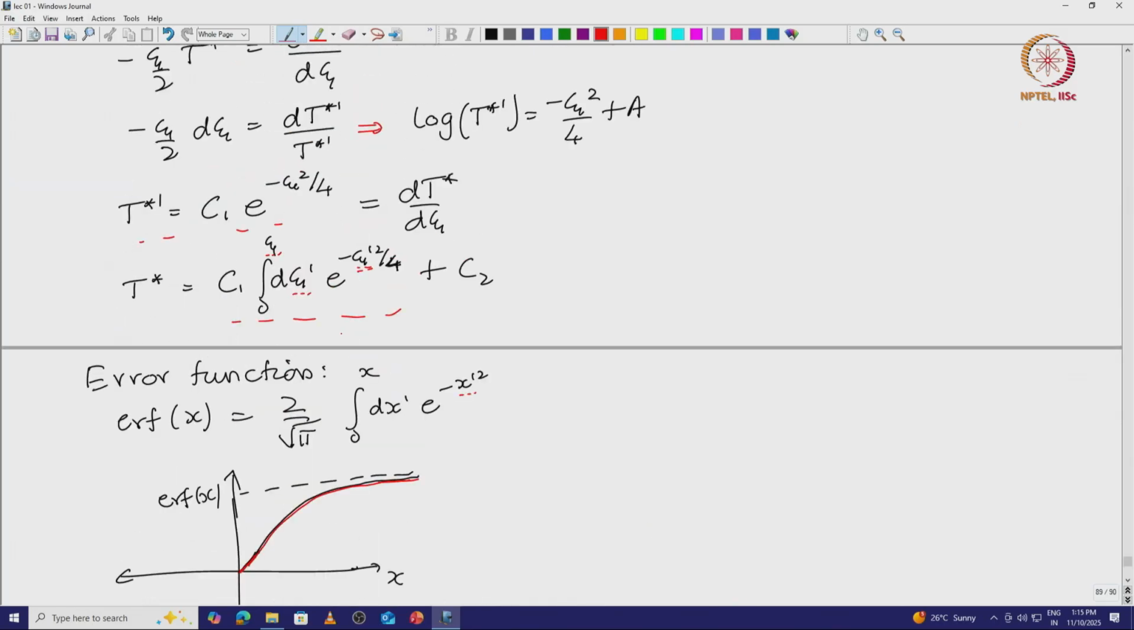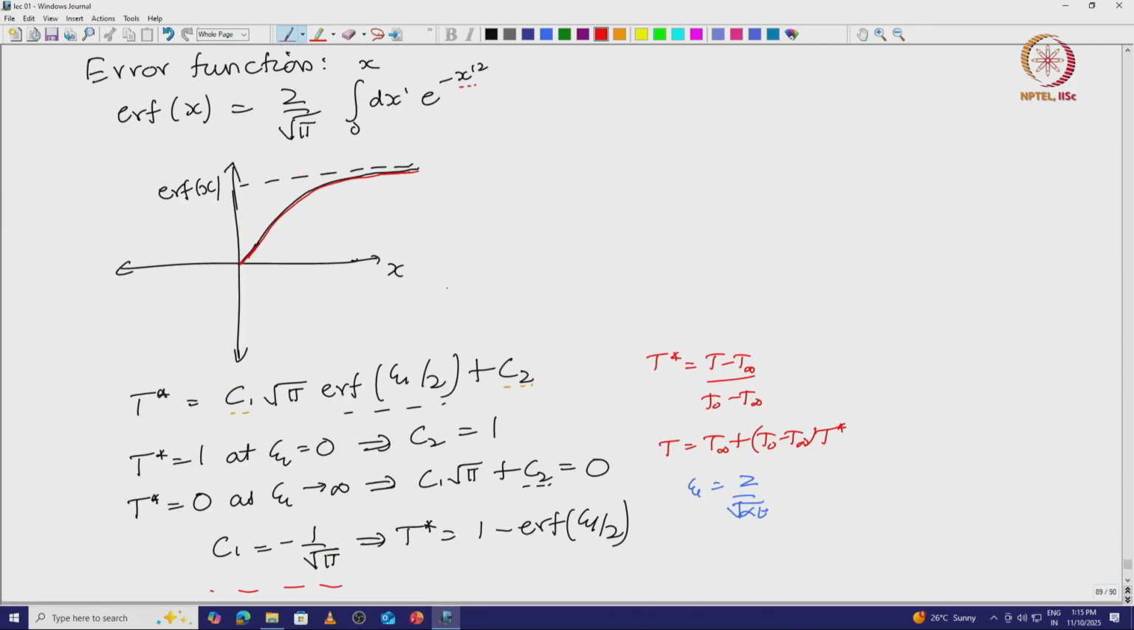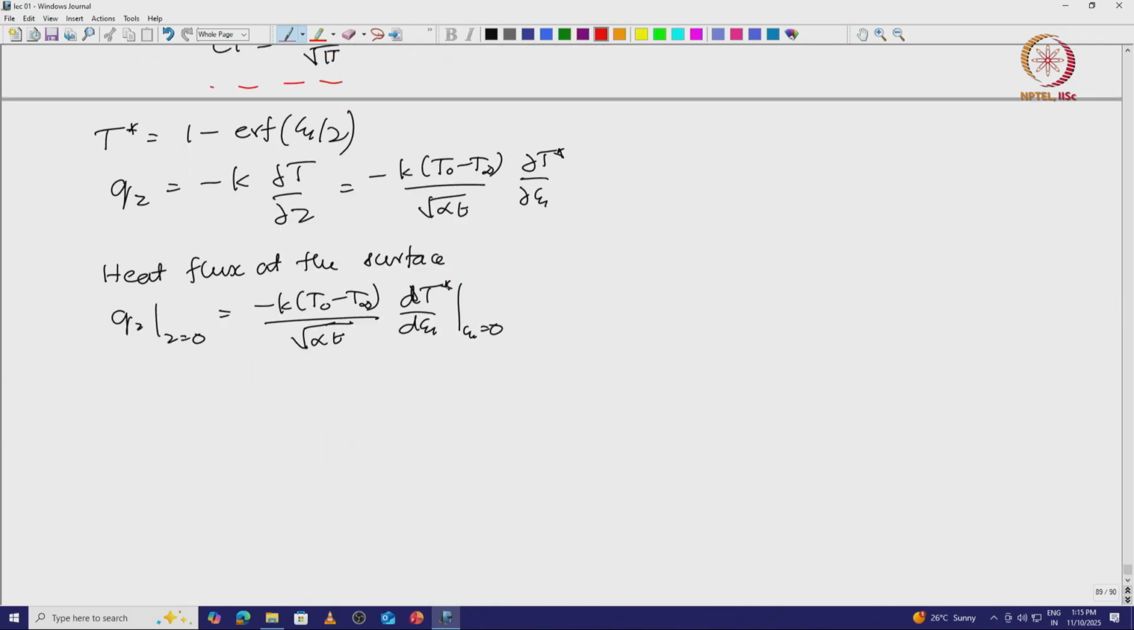So, using this expression, d T star by d psi at psi is equal to 0 is equal to C1, and C1 is equal to minus 1 over root pi. The heat flux at the surface becomes k into T naught minus T infinity by root of pi alpha t. So, this is the equation for the heat flux at the surface, and you can see as time progresses the heat flux decreases as 1 over square root of t.